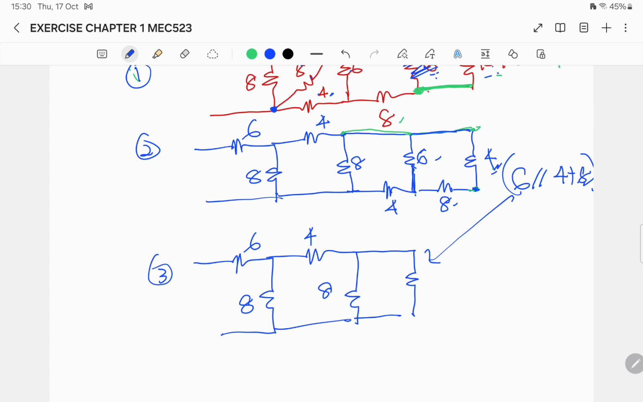Ya. Saya tanya. Dia cakap macam nak 4 yang ni. Oh, mana 8? Bawah 4. Ni 4 dengan 8 ni. Ni 4 dengan 8 series. Lepas tu yang ni 4 dan 8 series. Parallelkan dengan yang ni. 4 ni. Oh ni. Oh sini. Boleh satu-satu.